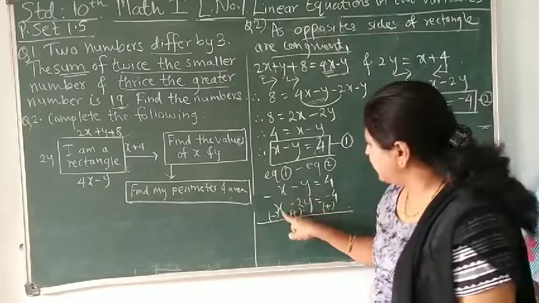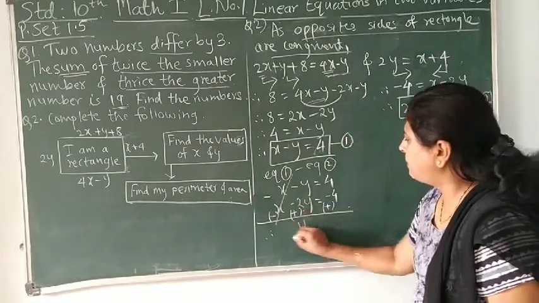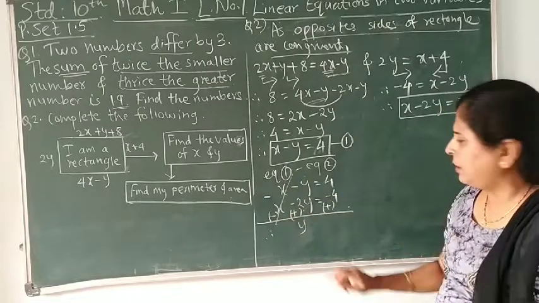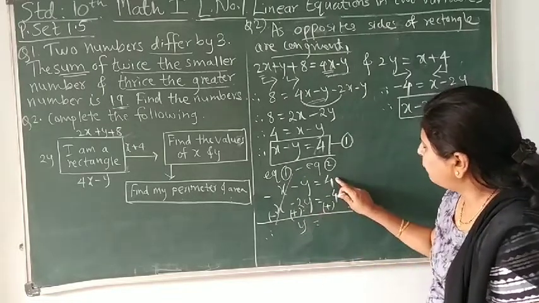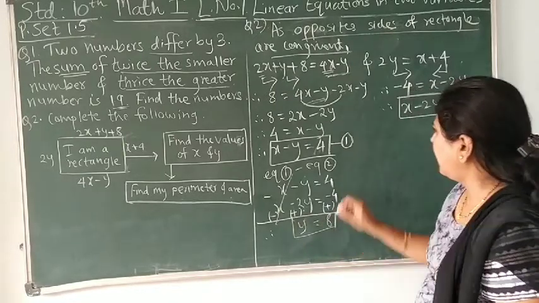Now this plus x and minus x will get cancelled. Here minus y plus 2y will get it plus 1y. 2 minus 1, 1 plus 1. And this plus 4 and this plus 4 will become plus 8. We have got the value of y here, 8.